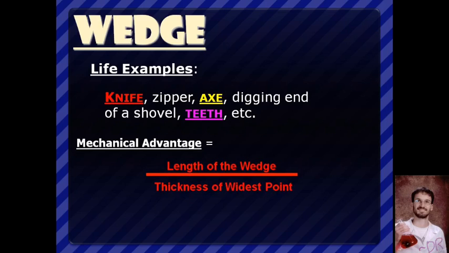So the mechanical advantage of the wedge is the length of the wedge divided by the thickness at its widest point. You might want to put little stars next to these because I don't give you these formulas on a quiz. So you're going to have to remember how to calculate the mechanical advantage of each of the tools. So this might be something that you want to put down.